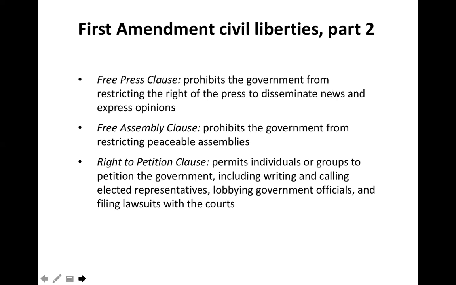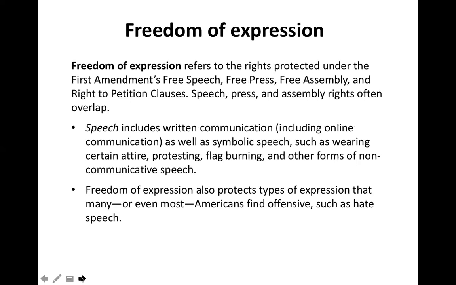And then the Right to Petition Clause permits individuals or groups to petition the government, including writing and calling elected representatives. That's an important aspect of civic engagement. Lobbying government officials, which we'll talk about when we learn about Congress, and filing lawsuits within the courts. So we have all these rights under the First Amendment. So what is freedom of expression? That deals with a lot of these rights protected under the First Amendment. So with speech, what is speech, right?